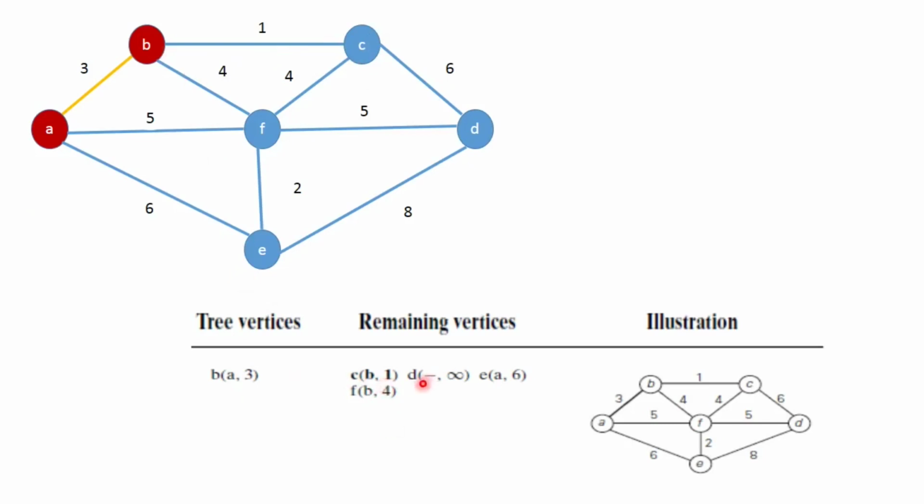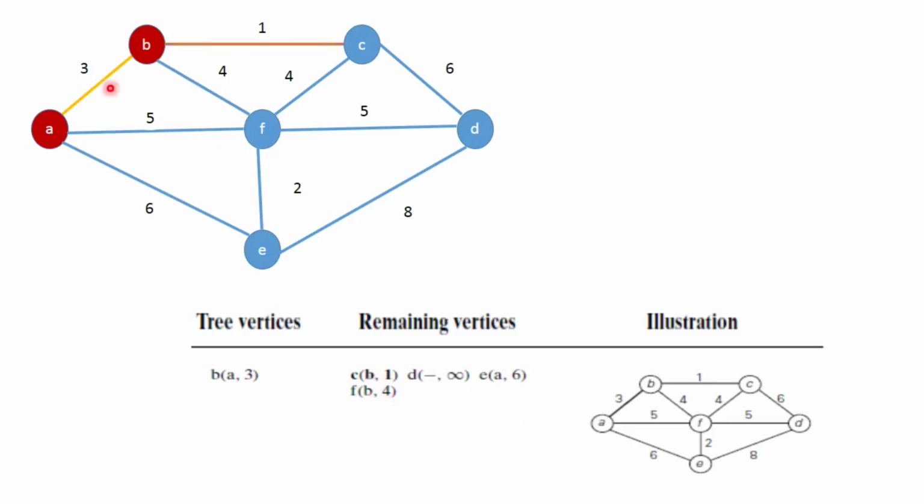And D, can it form any edge with A or B? No, it's not possible. That's why its near vertex is blank and the minimum edge distance is infinity. Now coming to E, whether it can form an edge with A or B. It is possible with only A and its edge distance is 6. Now coming to F, F can form an edge with A and B, out of which we have to choose only the minimum one. So we are selecting B as the near vertex and its edge distance is 4.